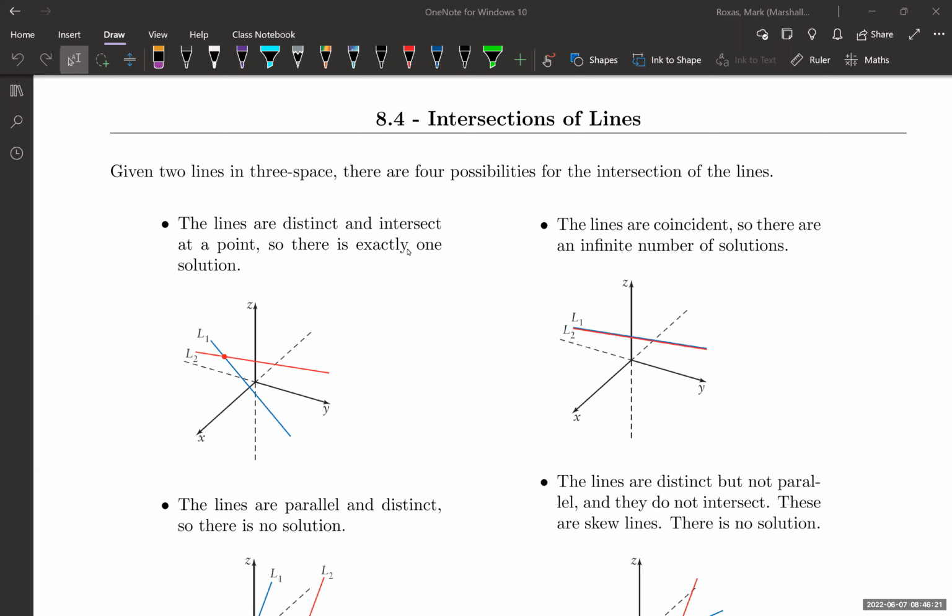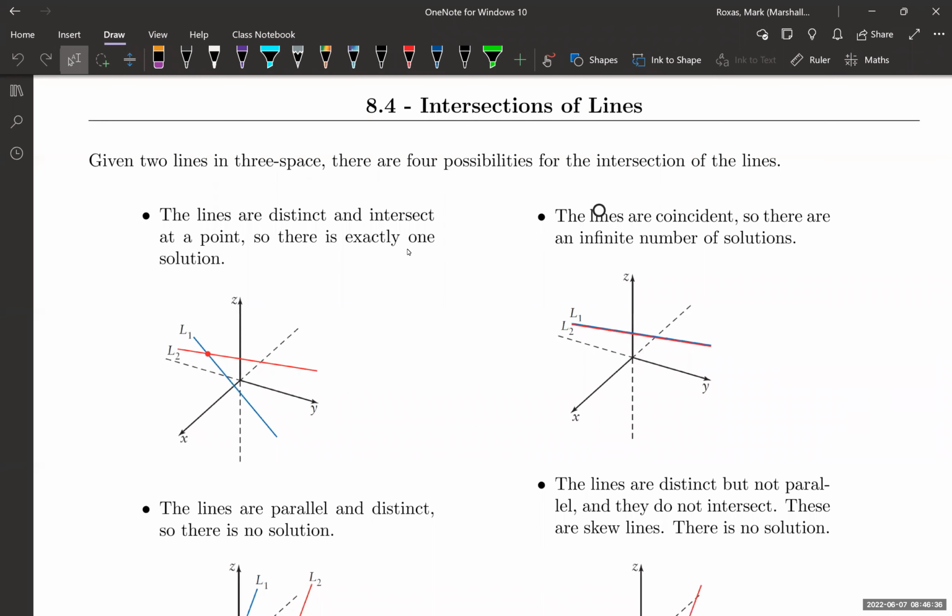8.4 intersection of lines with vectors. Okay. Where did I put my, here it is. Okay. You see that there? Okay.